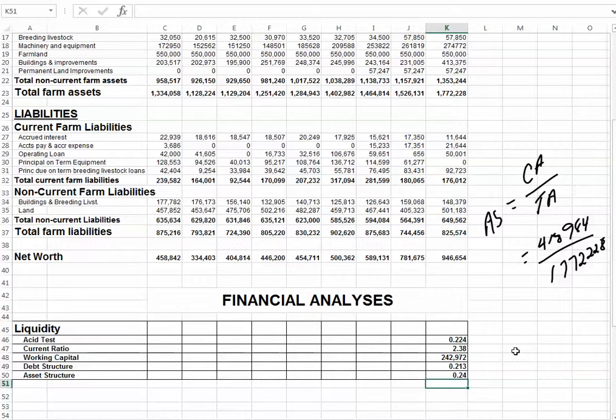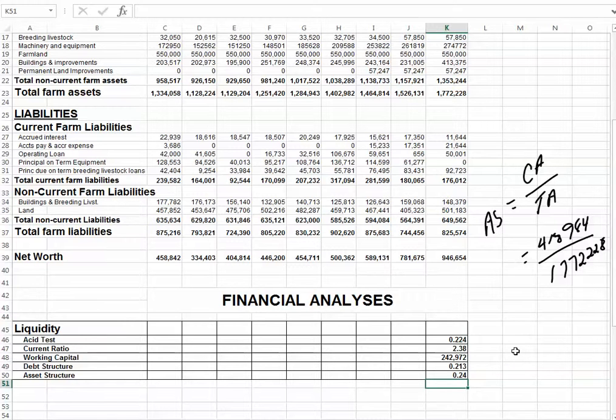In other words, it'd be cash, accounts receivable, crops in storage, and market livestock, and things that we consider current. So what does that number tell me? Well, think about that. That number is going to be small if the farm has ownership of quite a large dollar value of non-current assets. In other words, land, machinery, buildings, and breeding stock. So if you get a small asset structure, you pretty well can assume that the farm owns a lot of non-current assets. And of course, the big one in that category is usually land.